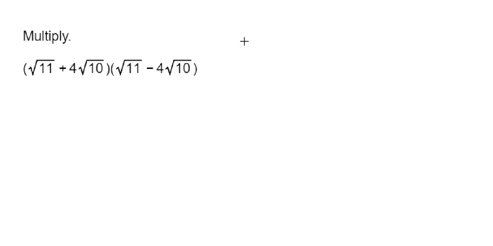This case is the case where we FOIL. We have 2 terms times 2 terms. So we will use the FOIL method, which is first, outer, inner, last. We multiply the first 2 terms together. We'll get square root of 11 times the square root of 11. Let's go ahead and write that out. We'll multiply the outer terms together.